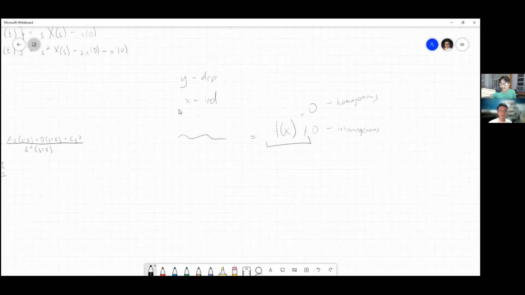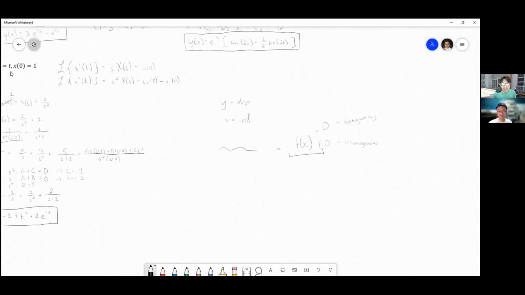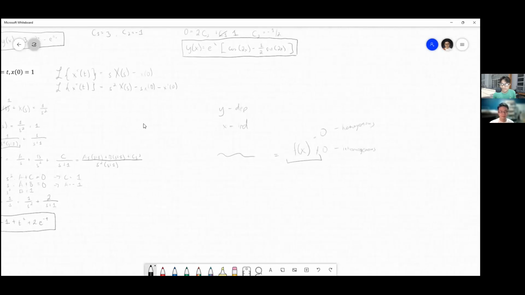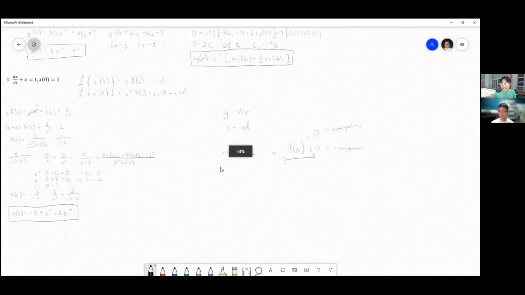So, pagka inhomogeneous na siya, kailangan mo na ng particular solution. Dun sa Laplace natin, nakukuha na rin niya pati yung particular solution, so baka hindi niyo na siya mapansin na kinukuha niya siya separately.